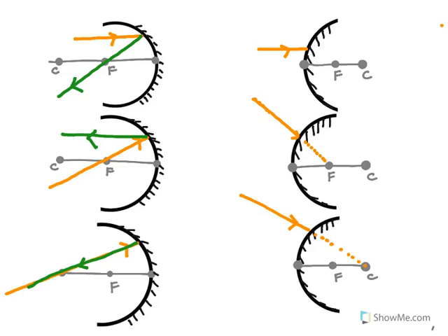Now, how did these 3 rays behave after reflection? The one that is parallel, after reflection would diverge. It would appear as if coming from the focus. The one going to the focus, after reflection would go parallel to the principal axis, and the one heading towards the center of curvature, after reflection would retrace its path.